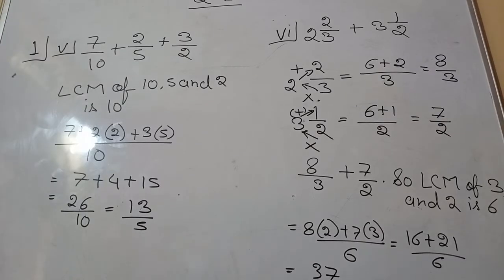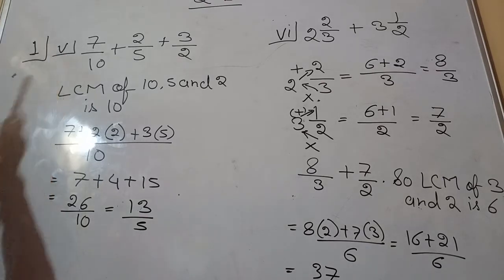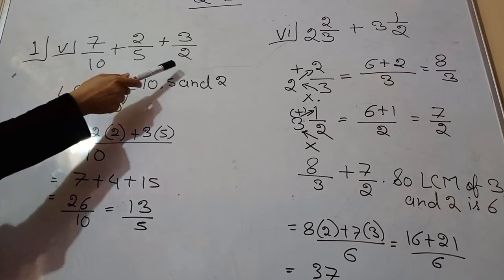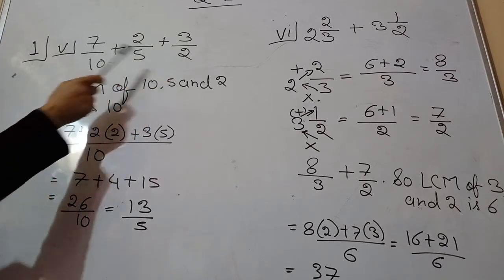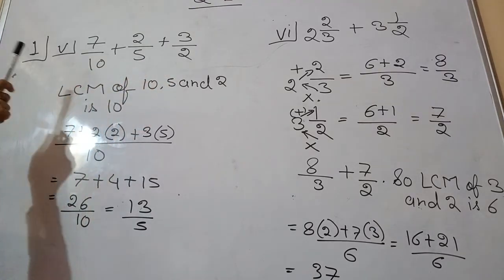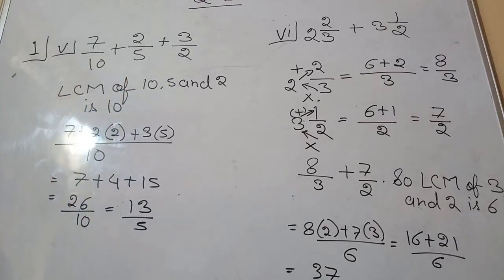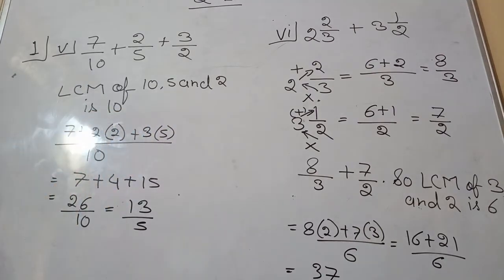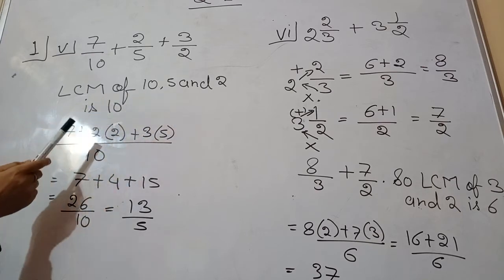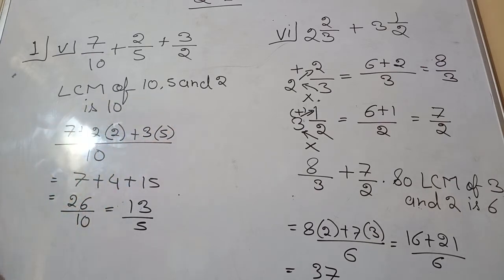So students, we will move towards question number 1, option number 5, because here the 3 fractions are given. So what we have to do? See, all the 3 denominators are different from each other. According to our rule, if denominators are different, we have to find the LCM of the denominators. So, what is the LCM of 10, 5 and 2? That is 10.